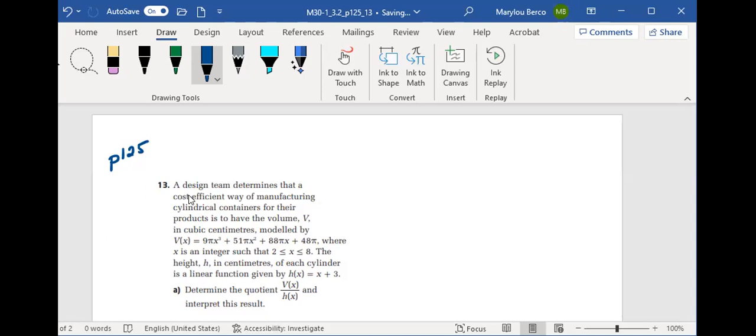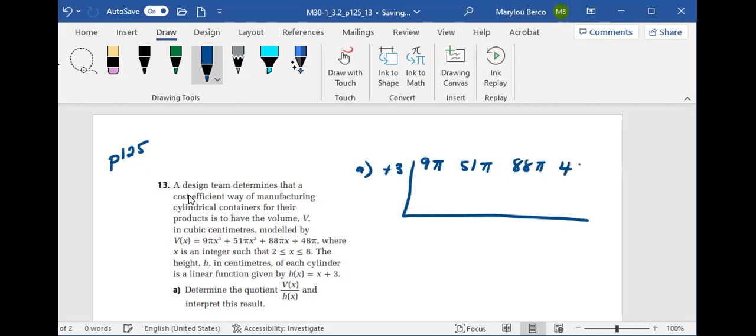Okay, what we're going to do is determine the quotient using synthetic division. So I have plus 3, and my coefficients to work with are 9 pi, 51 pi, 88 pi, and 48 pi.